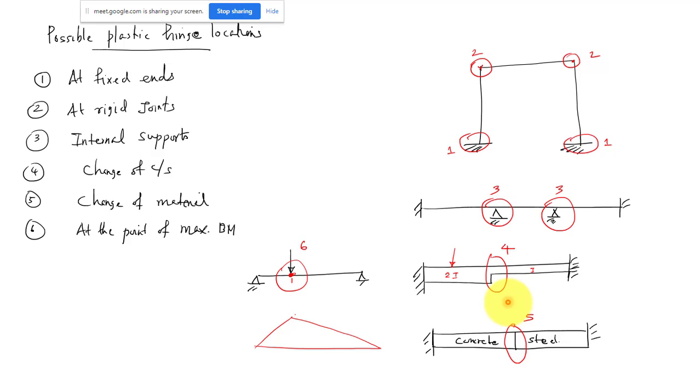That is why I'm writing these possible locations. We have to consider all the possible locations. That is why there can be more than one mechanism. Maybe we have to solve it.